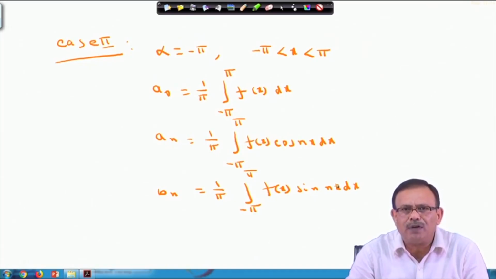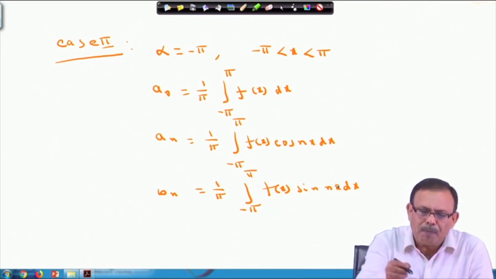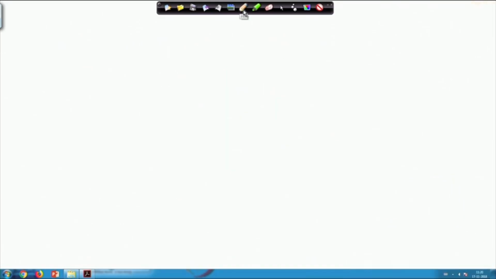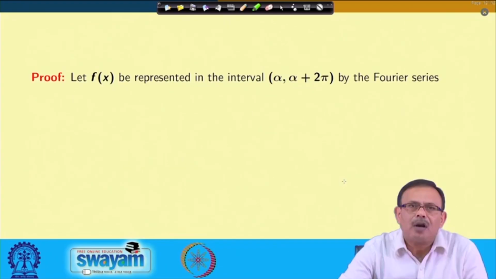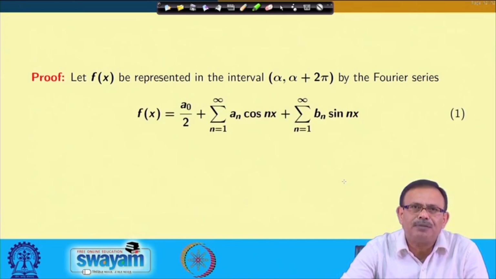In one case it is alpha to alpha plus 2 pi, in the second case it is from 0 to 2 pi, and in the third case it is minus pi to pi. So, let us see this thing. For the proof, as I was telling you, f(x) is represented in the interval alpha to alpha plus 2 pi by the Fourier series as f(x) equals a naught by 2 plus summation n equals 1 to infinity a n cos nx plus summation n equals 1 to infinity b n sin nx.